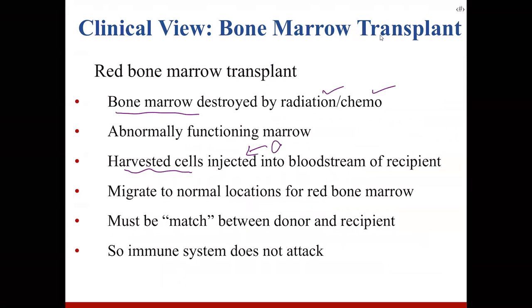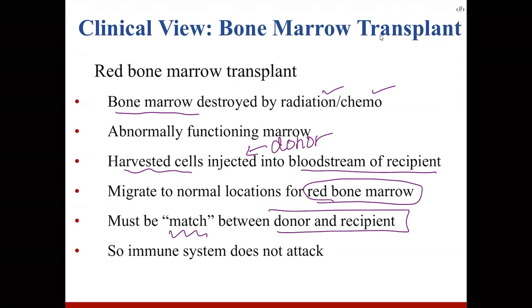And then they take the harvested cells, or the bone marrow, from a donor, right? They put them into the bloodstream of the recipient, and then they migrate to the places where red bone marrow normally is, and it gets reestablished. The donor and the recipient have to match. They do bone marrow transplants in cases of leukemia, or it could be other autoimmune things.